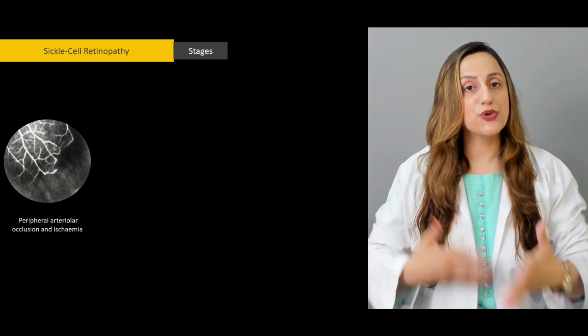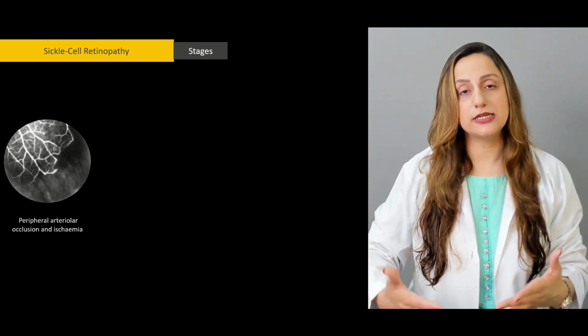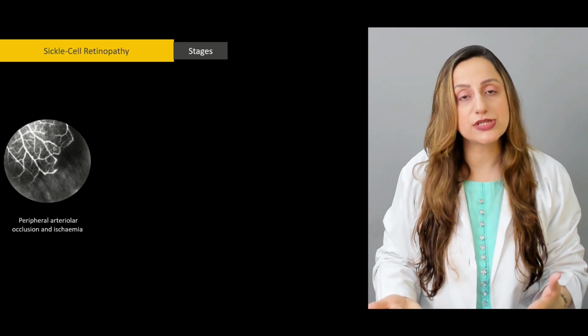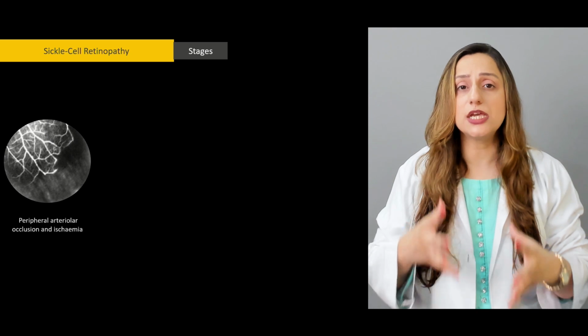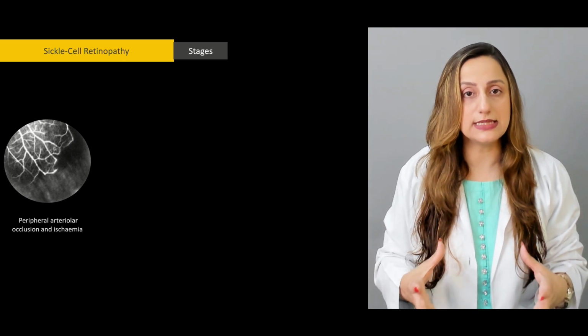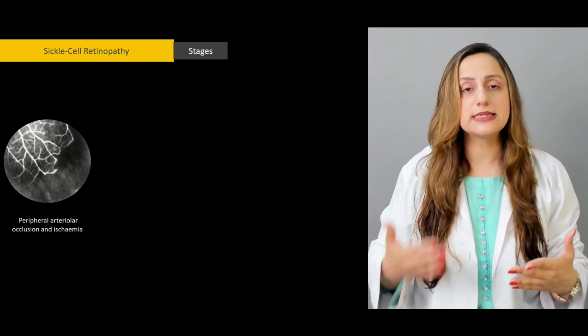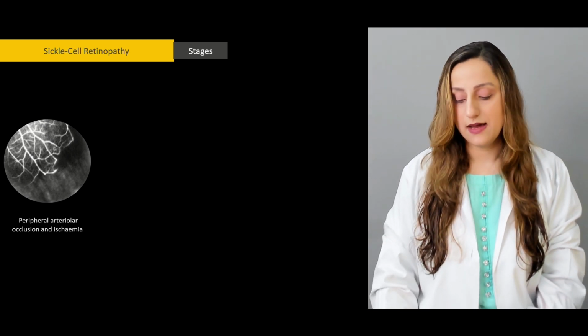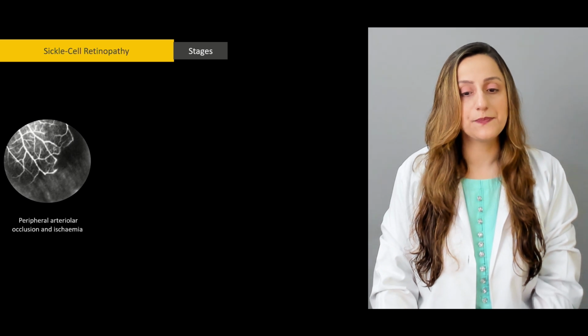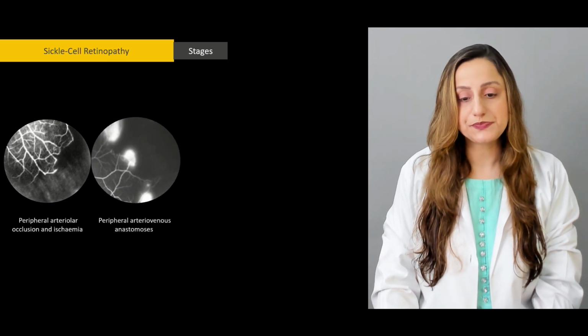Although there's going to be a stage in which there are compensatory changes, that is the neovascularization and the AV shunt formation. But if it is the initial stage of this disease, where the retinopathy is still to develop, you are going to see these particular changes in the fundus of the individual.